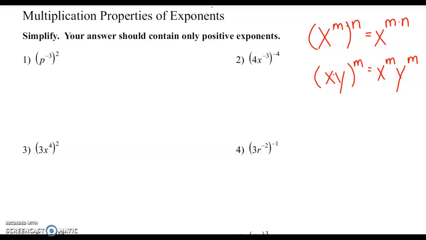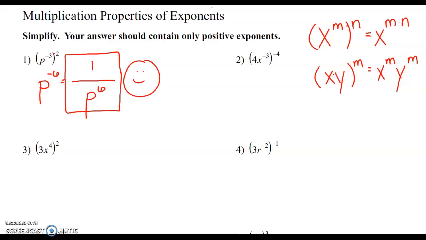So like number one, you have p to the negative 3, then to the second. So this is a power of a power, so you would multiply. Negative 3 times 2 is negative 6. We can't have negative exponents, so we make it p to the positive 6 on bottom, and have to put the 1 on top.